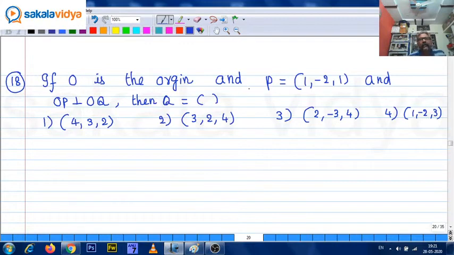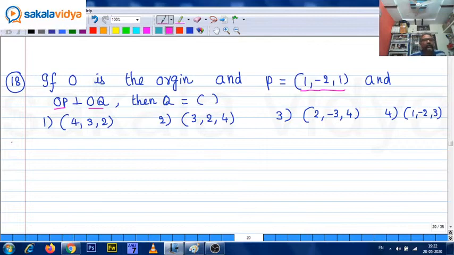See, O is the origin and P is equal to 1 comma minus 2 comma 1, and OP is perpendicular to OQ. Then we need to find out Q coordinates, so the options are to be checked. Since O is the origin, 1 comma minus 2 comma 1 becomes the direction ratios of the OP line. Now Q coordinates become the direction ratios of OQ. Since they are perpendicular, A1 A2 plus B1 B2 plus C1 C2 must be equal to 0.